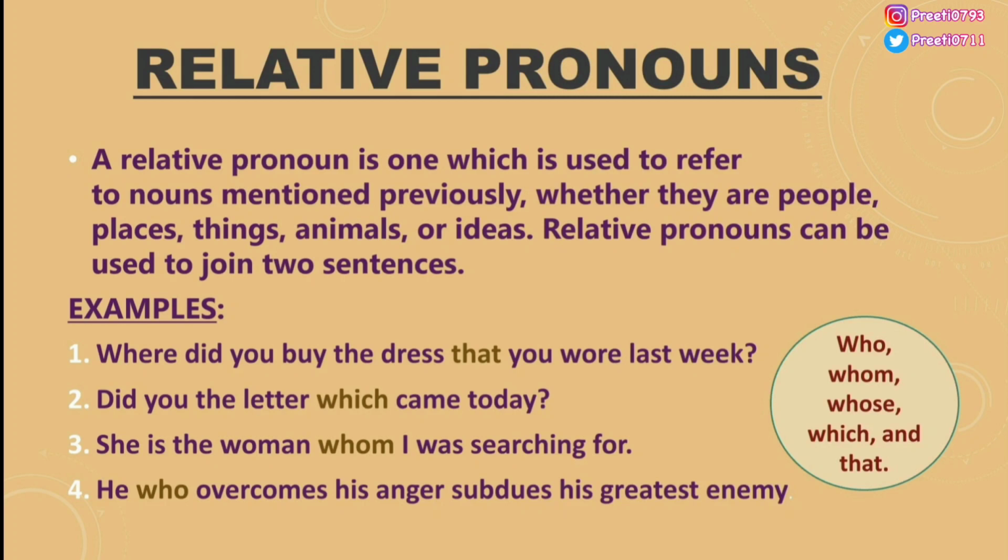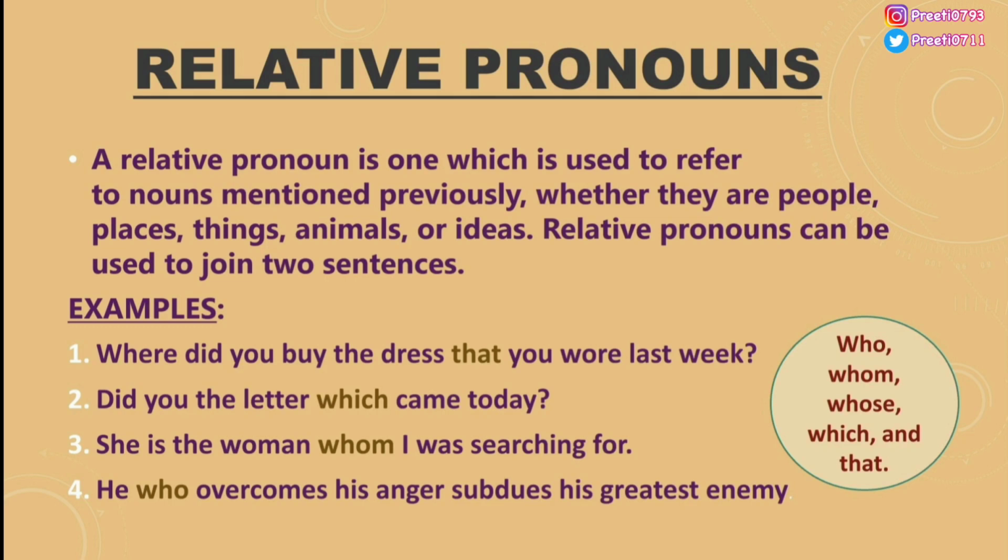Okay, so another type of pronoun here is the relative pronoun. Its definition says that a relative pronoun is one which is used to refer to nouns mentioned previously, whether they are people, places, things, animals or ideas. Relative pronouns can be used to join two sentences. So its definition is telling us that relative pronouns are those pronouns that are used to refer to nouns that have already been mentioned in a sentence, that have already been introduced. And we can also use them to join two sentences as well.